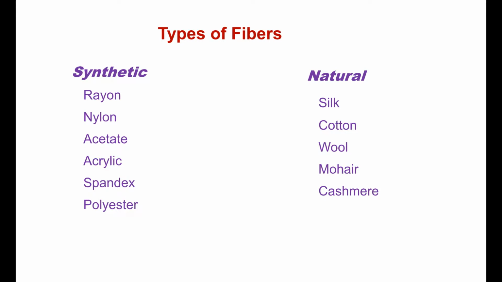All right, so this slide just gives you a general list of types of fibers, some general examples. So here are some synthetic ones. You are familiar with several of these, like polyester and spandex and maybe even nylon and rayon. And then under natural, we have things like cotton, which you are familiar with, silk, wool, cashmere, stuff like that.